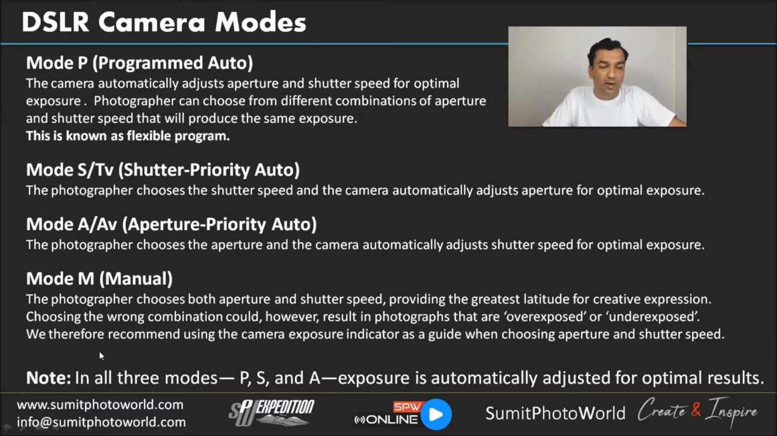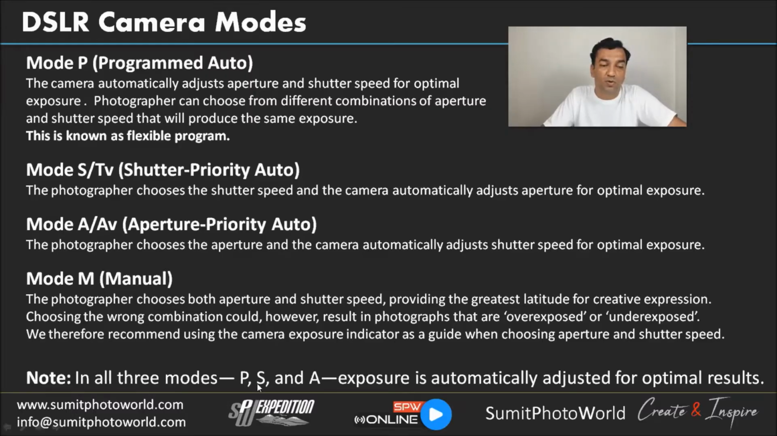And you can use the camera's exposure indicator as a guide when choosing aperture and shutter speed. The camera indicator is nothing but the light meter. The light meter gives you the opportunity to know, before even pressing the shutter release button, that it's going to be overexposed or underexposed. So try to be careful when you are in manual mode.